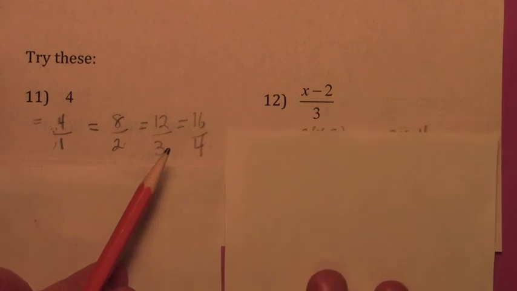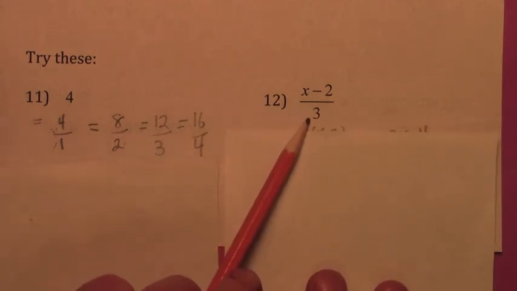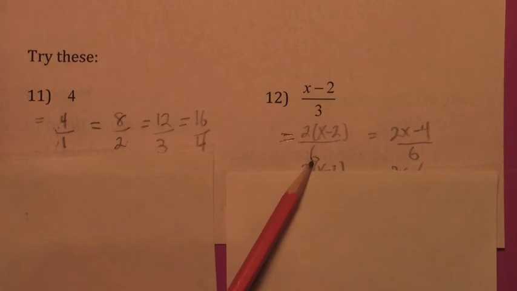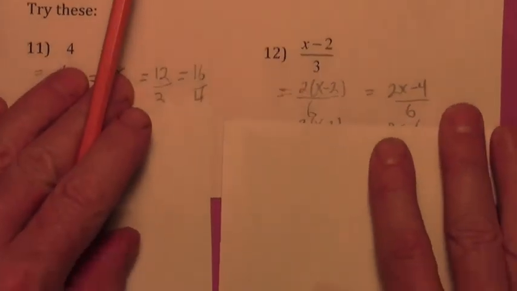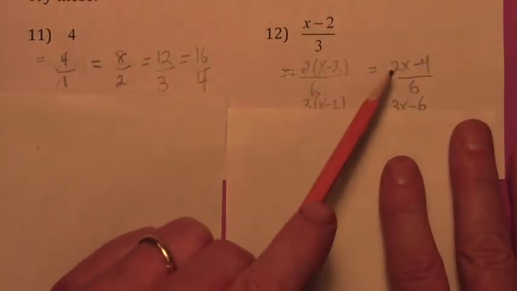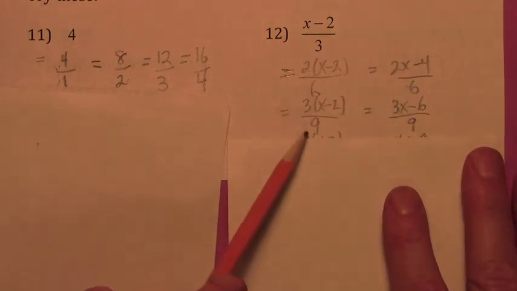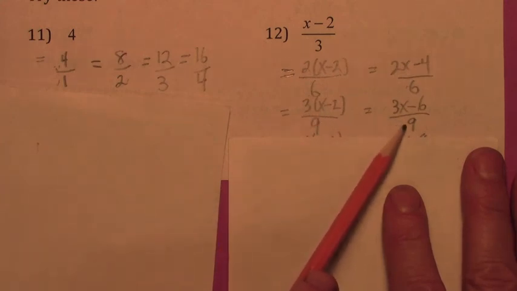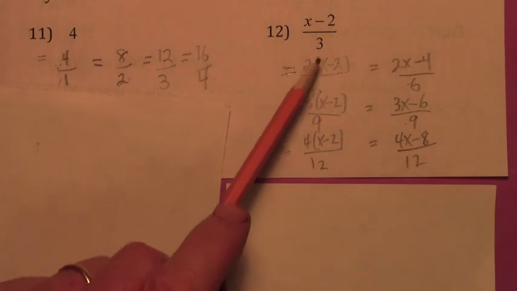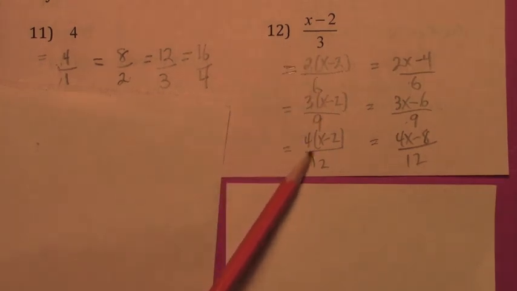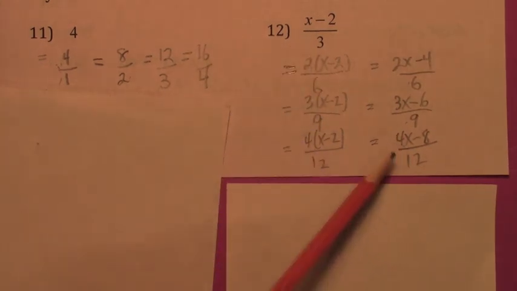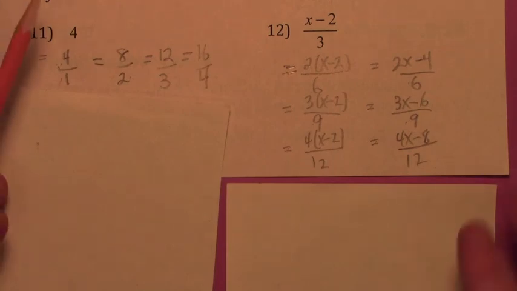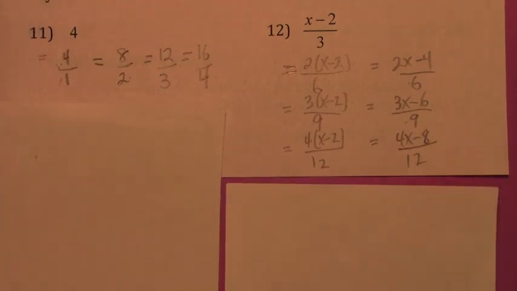This one's a little harder, I think. If you multiply top and bottom by 2, the bottom becomes a 6, but the top, you better multiply the whole numerator by 2, okay? So that becomes 2x minus 4 over 6. If you multiply top and bottom by 3, the bottom by 3 gives you 9, but the top, you got to multiply the whole expression by 3. So you get 3x minus 6 over 9. Last one, if you multiply the bottom by 4, you got to multiply the top by 4, and your answer should be 4x minus 8 over 12. Of course, there's other possibilities. All right, so next time we'll start talking about adding fractions.